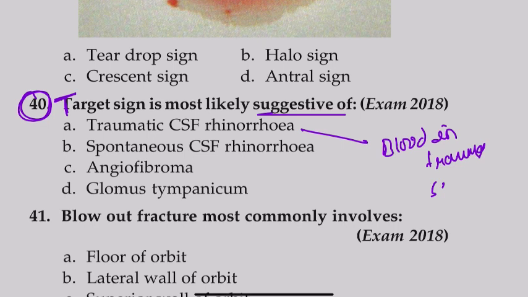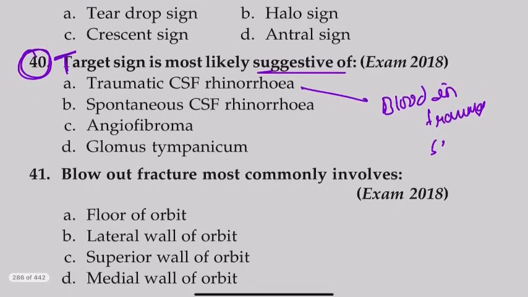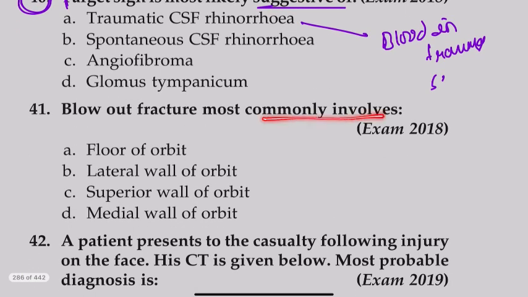Okay, it is the side of CSF, traumatic CSF rhinorrhea. Blown-out fracture most commonly involves the floor of the orbit. We have already said the floor of orbit.